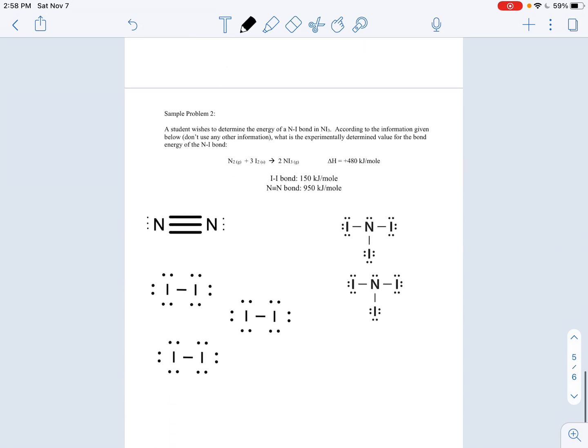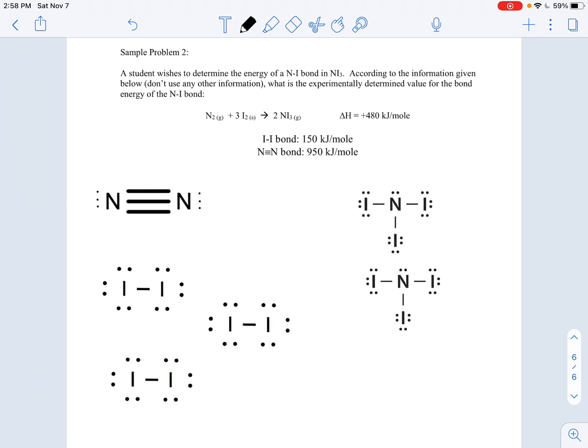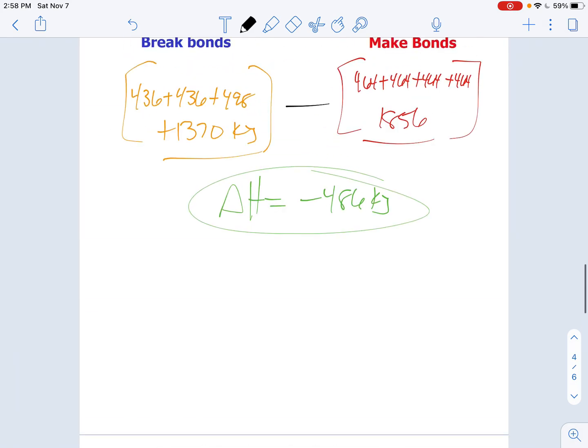All right, sample problem number 2 here. So a student wishes to determine the Ni bond energy in Ni3. According to the information below, don't use any other information. What is the experimentally determined value? Okay, so I'm not going to look back up at the chart for this problem because they're telling me only use the information that I see here.